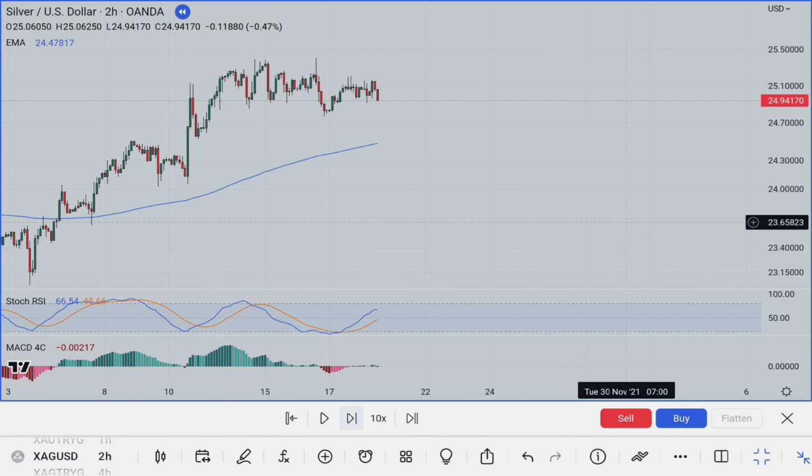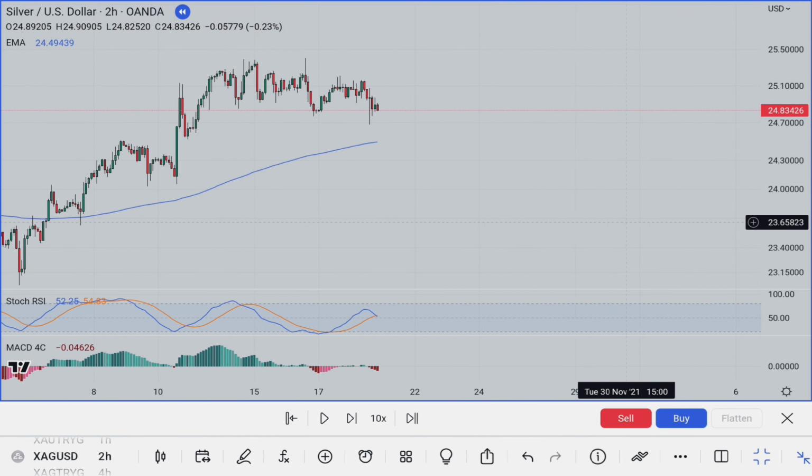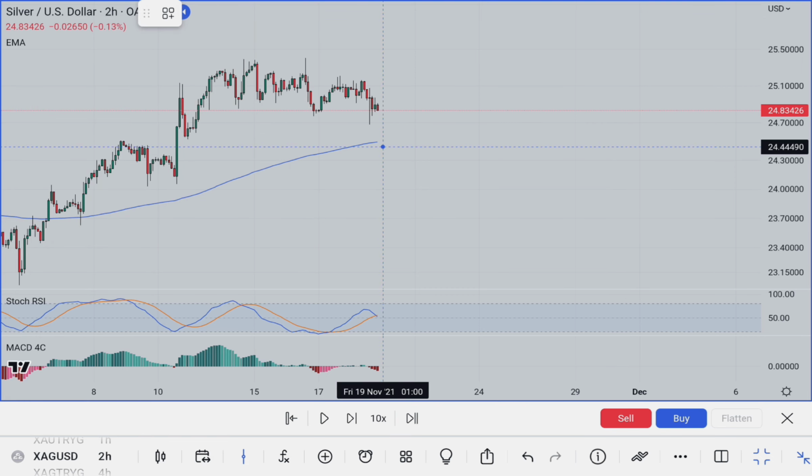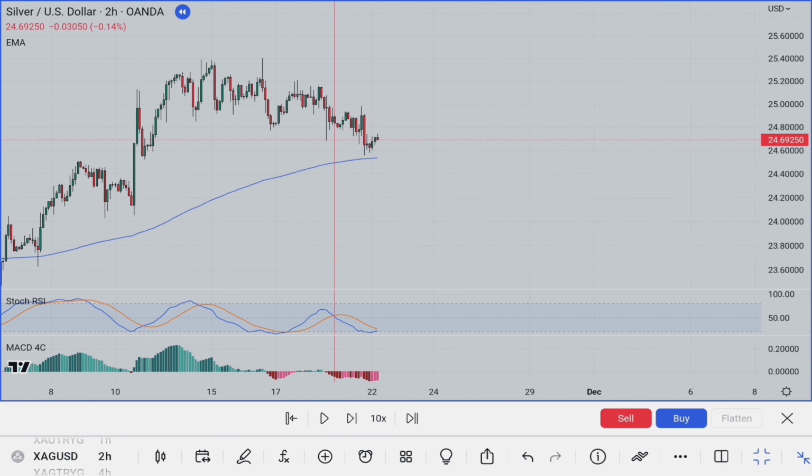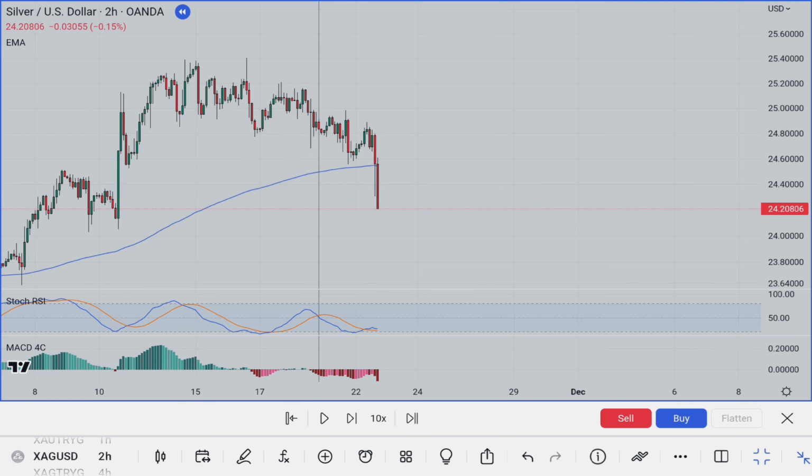Now let's take a look at an example of a short position. This time, the blue line of StochRSI should cross the orange line in a downward direction. The MACD histogram indicator should be red either at the same time as the price or before. And the price must definitely close below the EMA line.